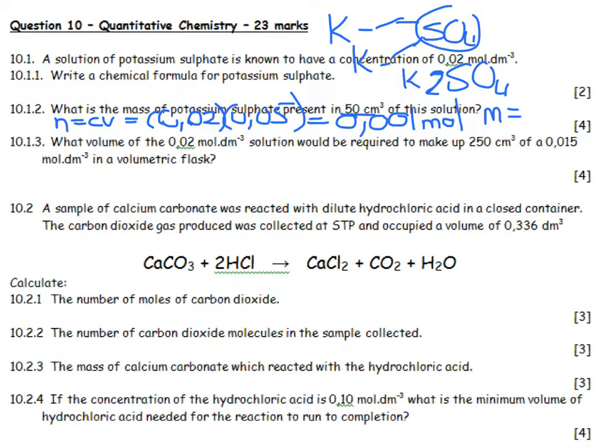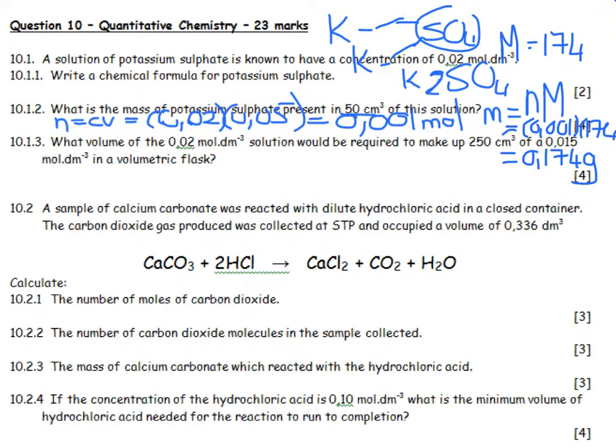And then the question is, what is the mass? Mass is equal to number of moles times molar mass. So that is going to be equal to 0,001 times the molar mass of potassium sulfate, which is 174, which is 39 plus 39 plus 32 plus 16 times 4. And when you multiply that out, you land up with 0,174 grams.